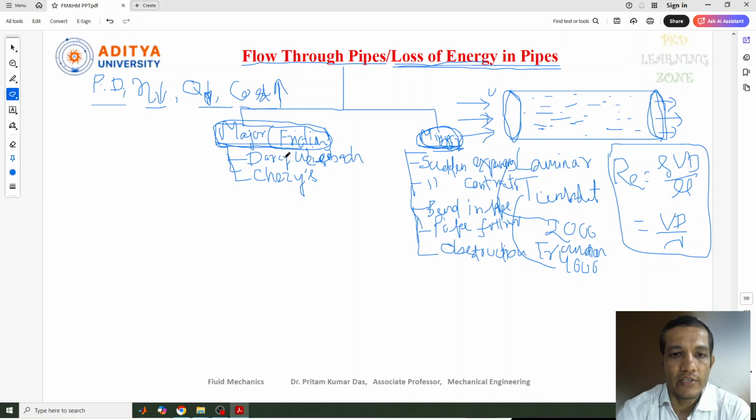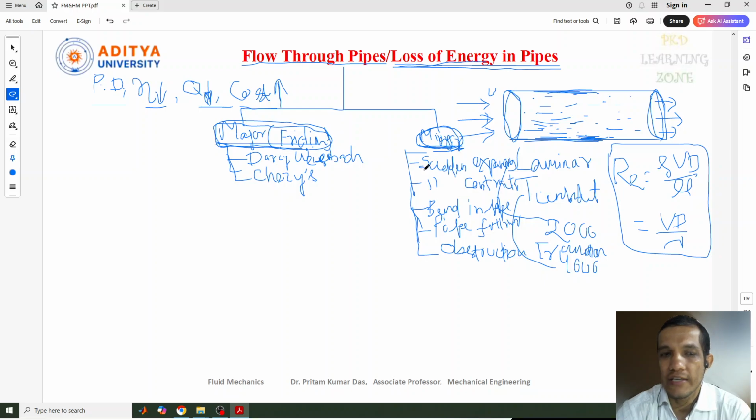And how does this friction arise? When the fluid is flowing through this pipe, there is friction between the fluid and the pipe surface, and due to this friction of the surface in the pipe, it will obstruct the fluid flow.